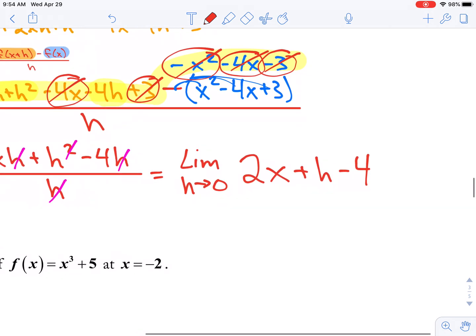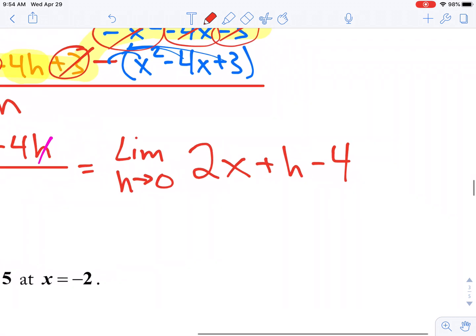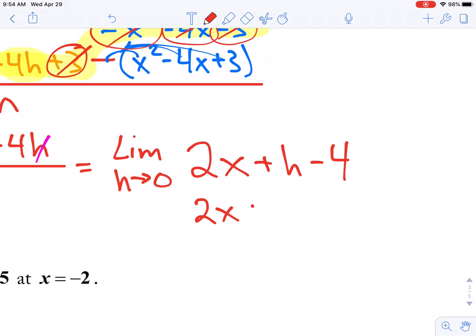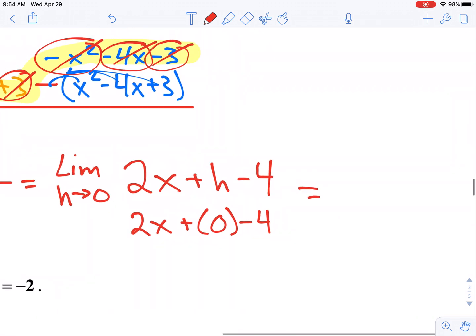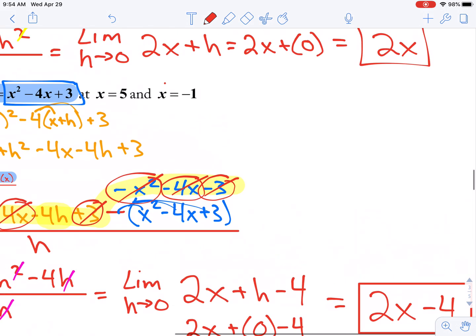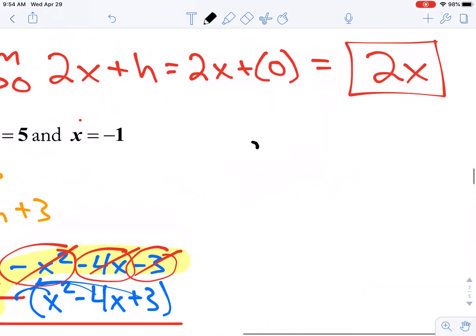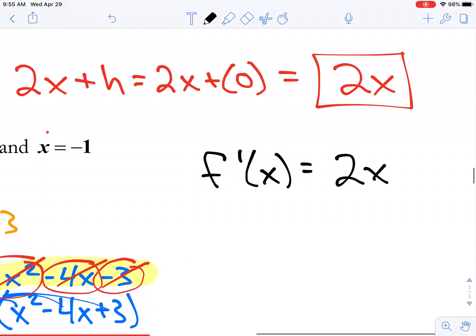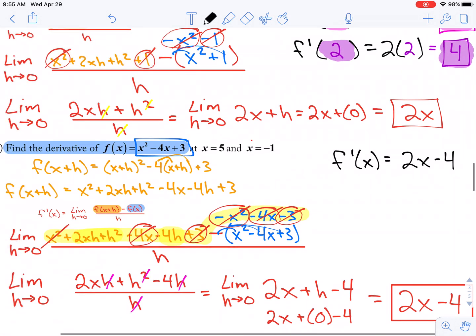Now remember, the whole reason why we did all this is because we need to be able to plug in 0 for h. Now we can plug it in, so we get 2x plus 0 minus 4. And so our derivative ends up being simply 2x minus 4. So again, that's our general derivative. We would say f prime of x equals 2x minus 4. So that's at any given point.